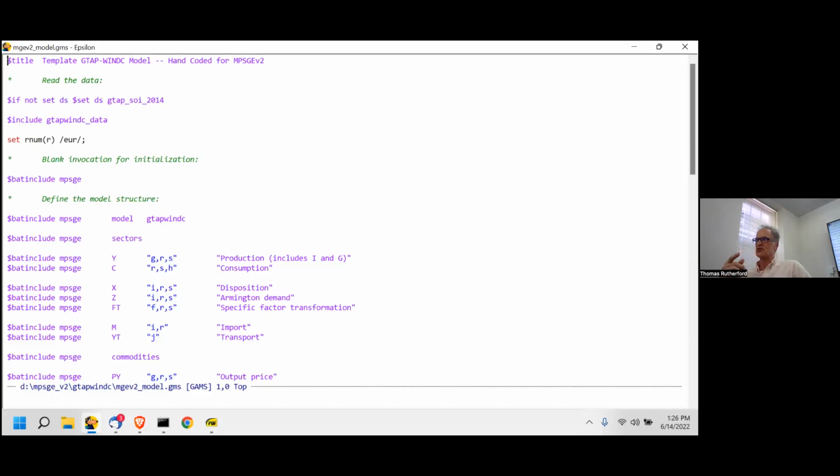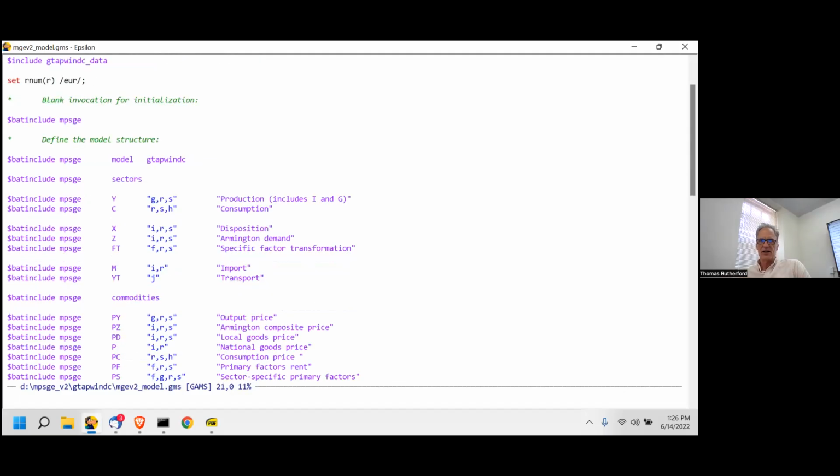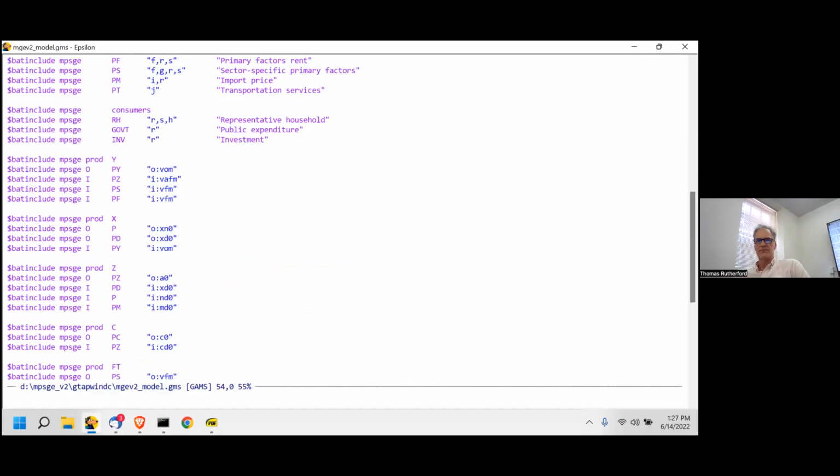So here I have a definition of what the sectors are. Here I'm doing a batinclude. MPSG says I'm going to start to initialize my model, and then I indicate what the sectors are. In the sectors, I give the indices that drive that sector, and then the description of what that sector is. So all this stuff goes in the code. And then I indicate what the production blocks are, what goes where, and each of the production inputs and outputs is denominated here. Right now we have to write this stuff out. So I look at the MPSG model and write it out, but we're in the process of developing something that will automate this.